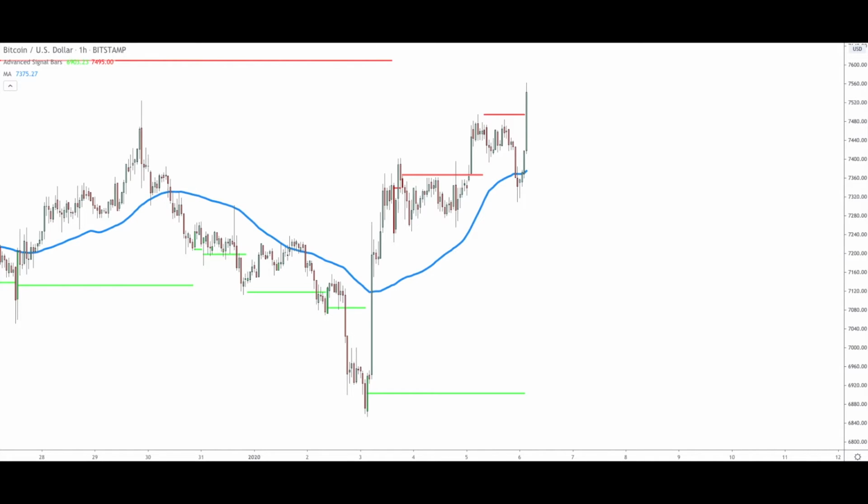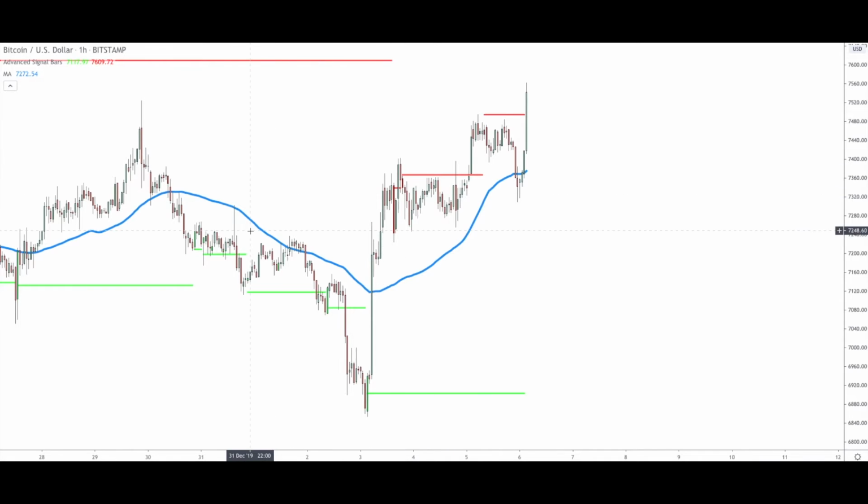So with the advanced signal bars, what we are looking for is to have a candle which breaks this horizontal red line and it is above the moving average. So if a candle is above a moving average and it breaks up the horizontal red line, then we have a setup. Of course, we had setups also here and here. I simply didn't take this setup because I was waiting to see the price action.